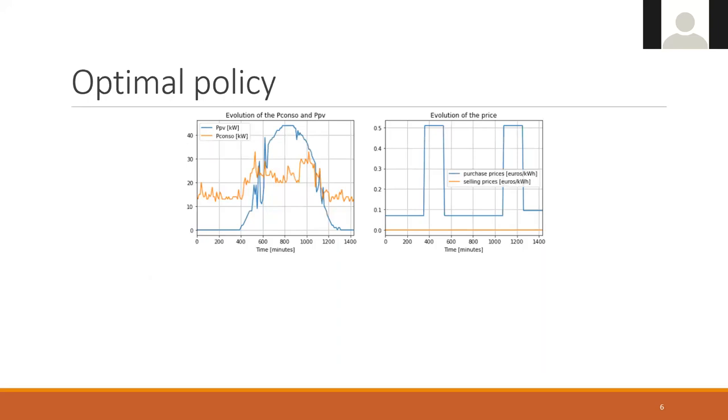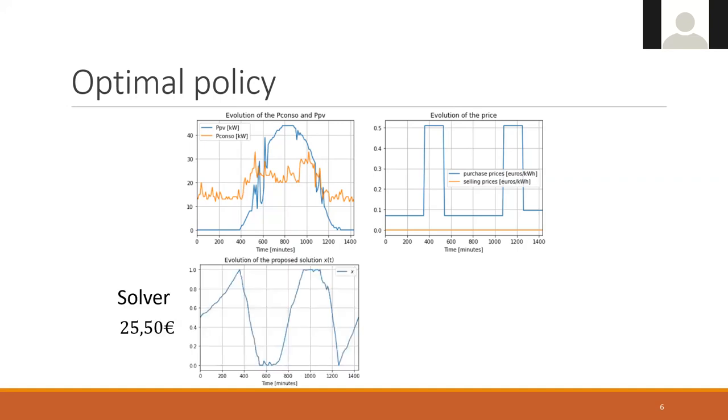So let's consider for now that we know everything. We know the power that will be produced and we know the energy that will be consumed. We also know the selling and buying prices of the electricity. So we can use a solver, for example CasADi, to obtain an optimal solution. And this is what I obtain. This is the trajectory, which represents the charge of the battery and its evolution in time. And I get a total cost of 25.50 euros.